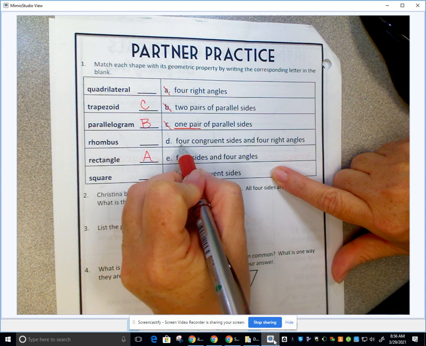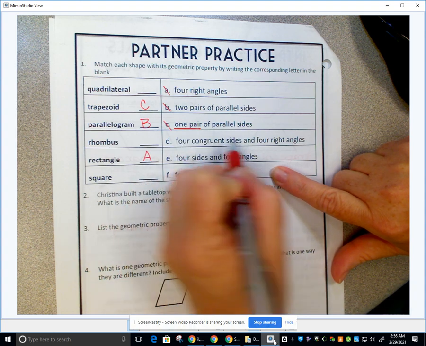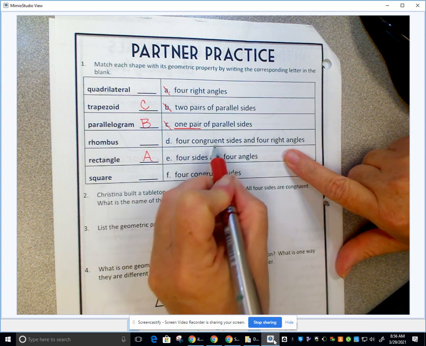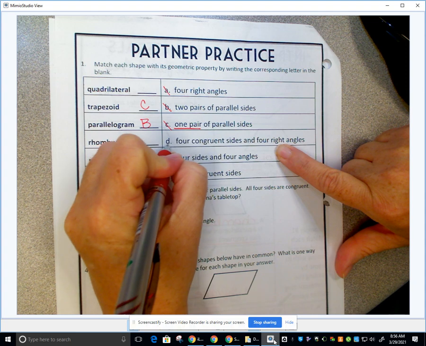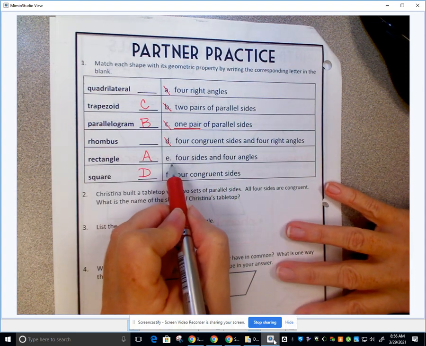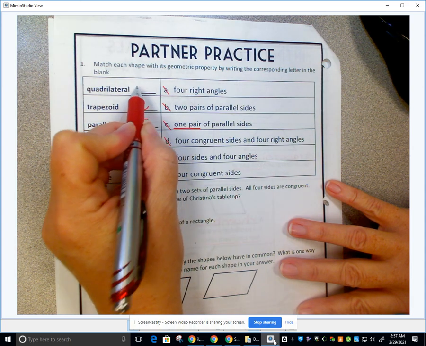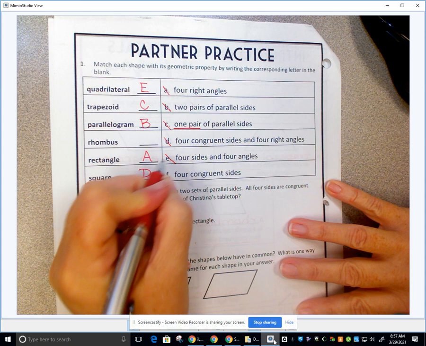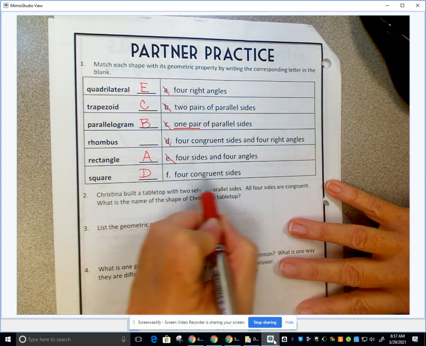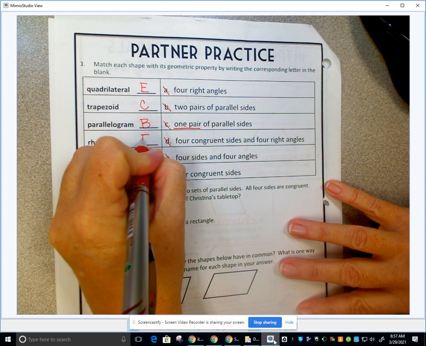All right, look at this. Four congruent sides. That means four sides all the same length and four right angles. This would describe a square. Now look at E. Four sides and four angles. That is our quadrilateral. And then four congruent sides. That would be the rhombus, F.